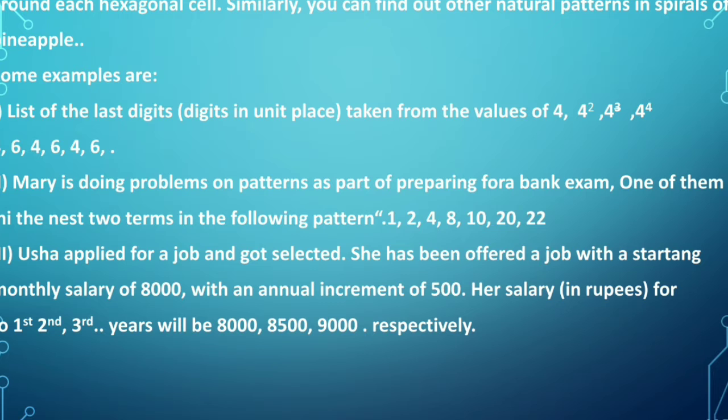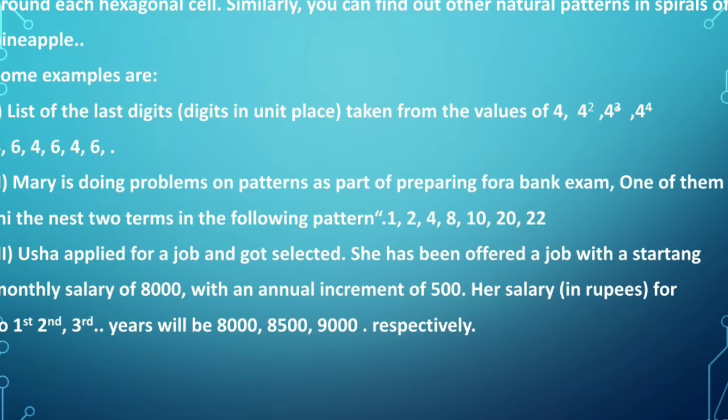First, the list of the last digits, that is digits in the ones place, taken from the values of 4 power 1, 4 square, 4 power 3, 4 power 4 are 4, 6, 4, 6, 4, 6 and so on. Second, Mary is doing problems on patterns as a part of preparing for a bank exam. One of them is to find the next two terms in the following pattern: 1, 2, 4, 8, 10, 20, 22.